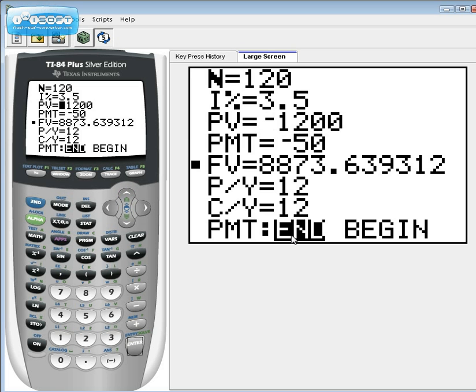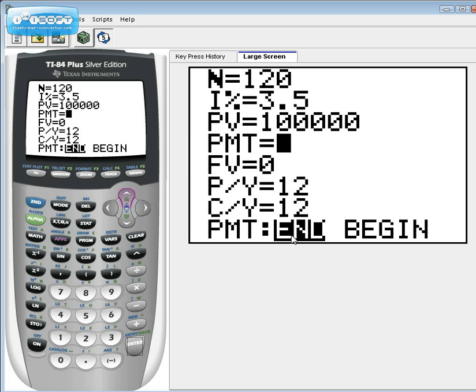I can also use this to solve for other things. If I have taken out a loan, let's say I bought a $100,000 house, and I don't know the payment, we can solve for that. I want the future value to be zero, so I've paid it all off. Interest rate will probably be something like 5 or 6%. Let's put 5.5. And let's suppose this was a 30-year loan.